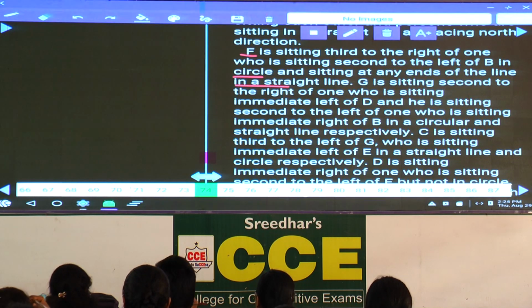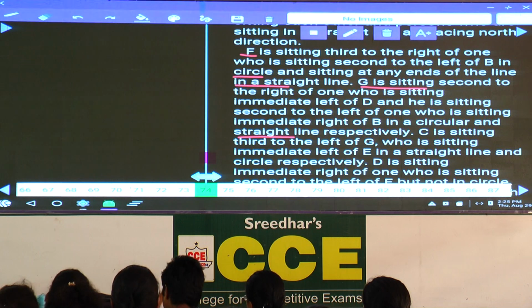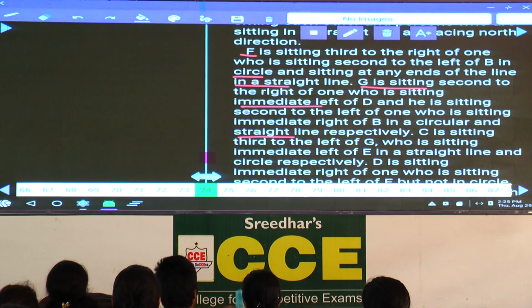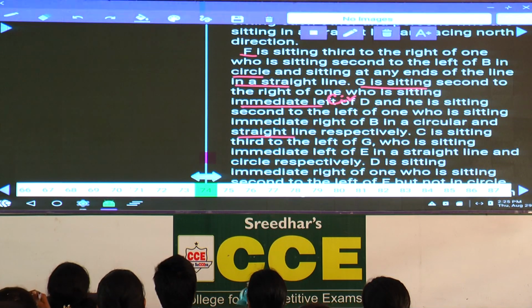Now G is seated second to the right of the one who is seated second to the left of D. G is sitting second to the right of the one who is seated to the immediate left of D, and he is seated second to the left of the one who is seated to the immediate right of B, in a circle and a straight line respectively. Now here he has discussed two cases. What are those two cases here? The first one, G is seated second to the right of the one who is seated immediate left of D in the circle. Now this is related to the circle. And the next one, G is seated second to the left of the one who is to the immediate right of B in a straight line.